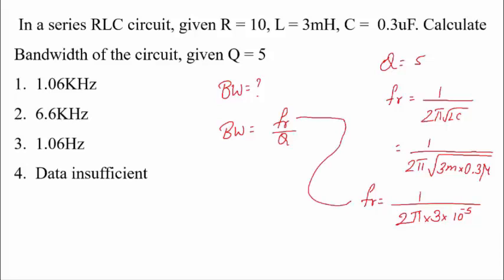Just substitute over in this expression. So what I will be getting is bandwidth equals 1.06 kilohertz. Nothing but option 1 is correct.